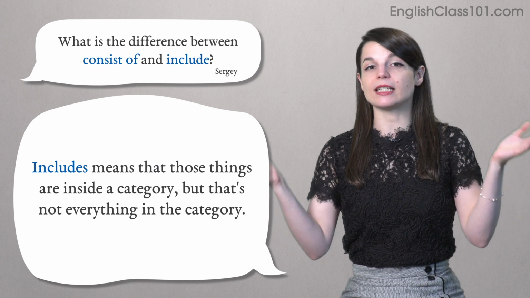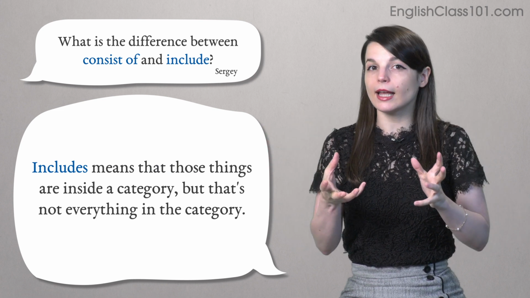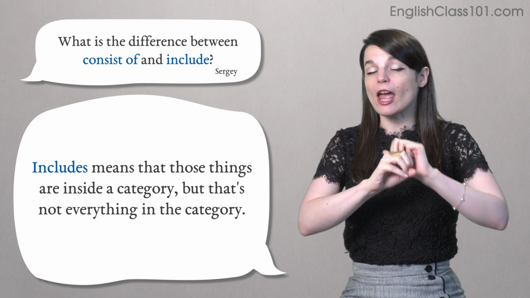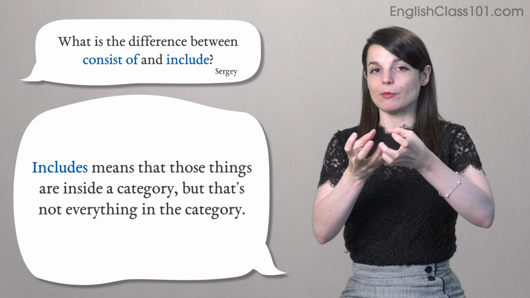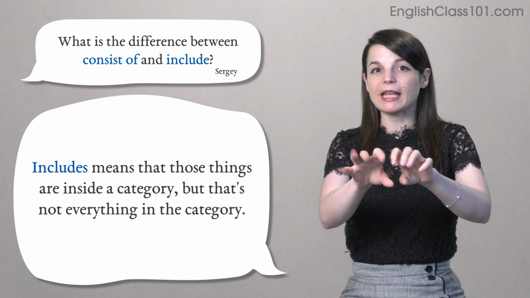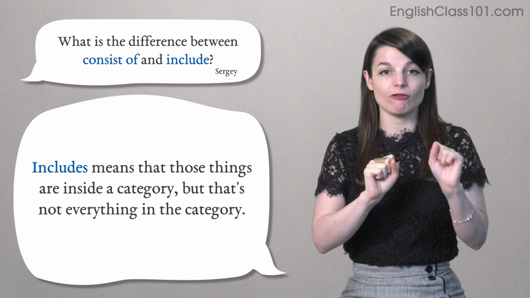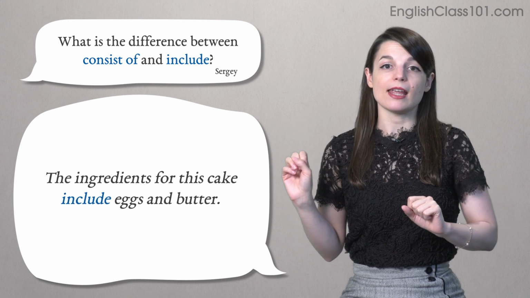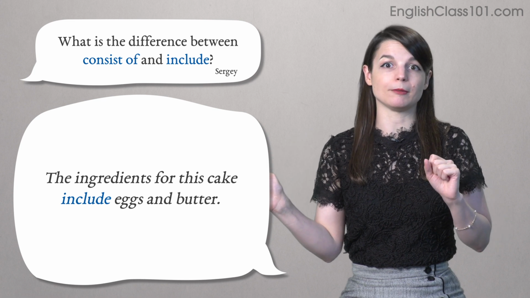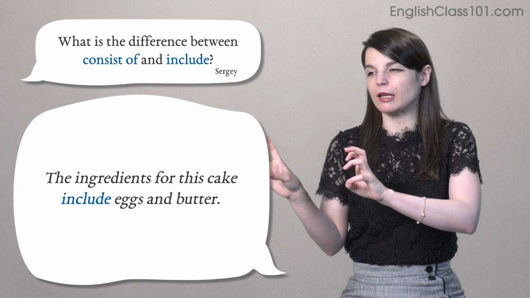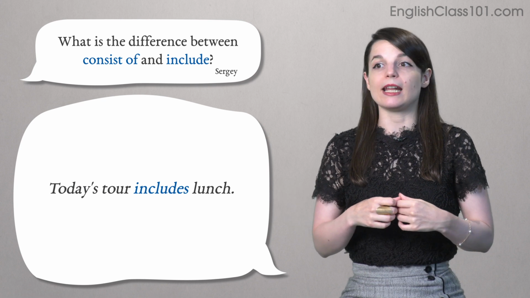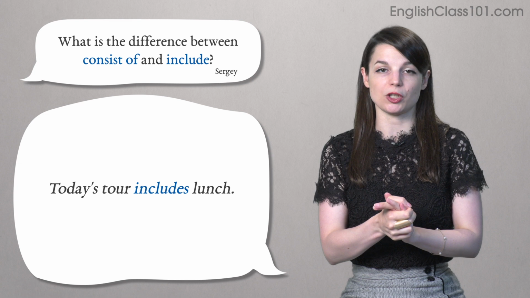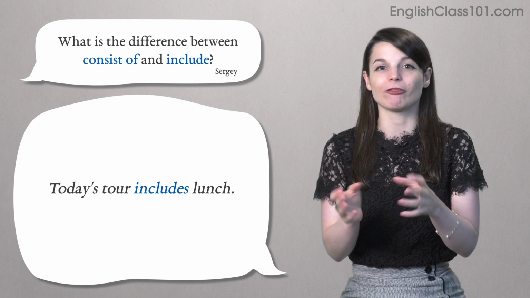Include, on the other hand, is used when we want to highlight something that's especially important. So we don't list everything inside something. It's like we're choosing maybe some category or we're choosing some important feature of something. So we might say the ingredients for this cake include eggs and butter. So maybe we need to include that for allergy reasons. Or today's tour includes lunch. So maybe there's some key information we want to include. We want to share that there for some reason.